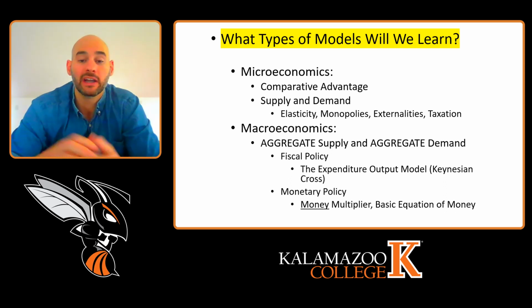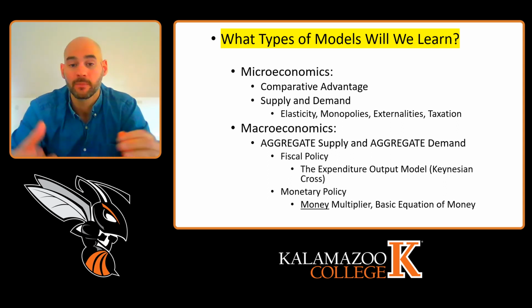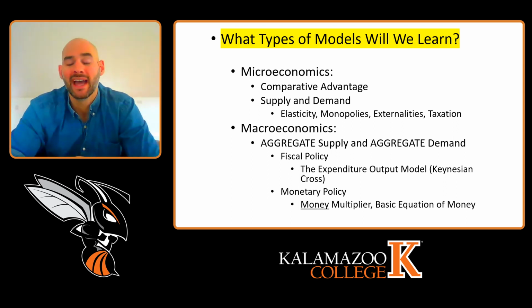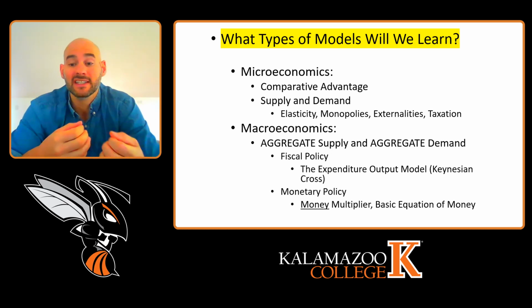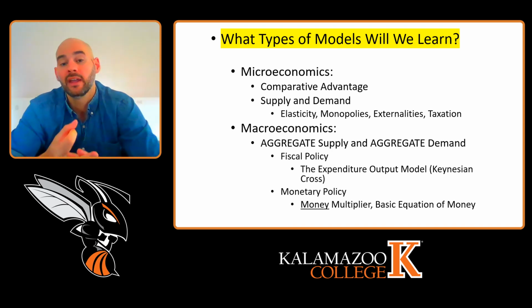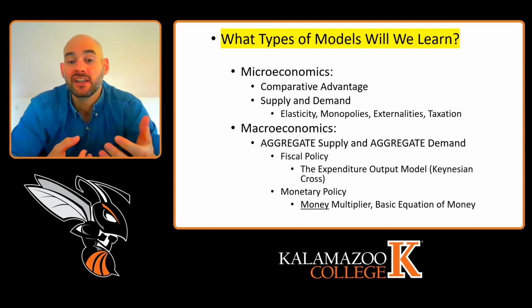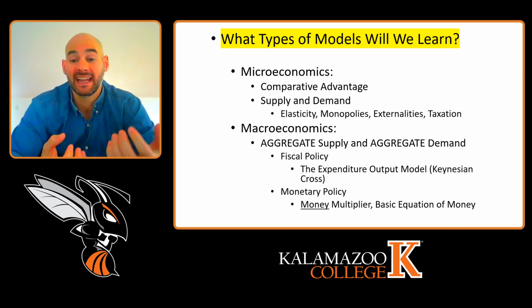When we move on to macroeconomics after the first exam, we're going to be thinking about the model of aggregate supply and aggregate demand, so adding up the supply and demand of all individuals, of all agents in the economy for a nation. And we're going to then think about different ways which we can impact those aggregate outcomes of unemployment, inflation, and growth by considering a model of fiscal policy using the expenditure output model or the Keynesian cross model.